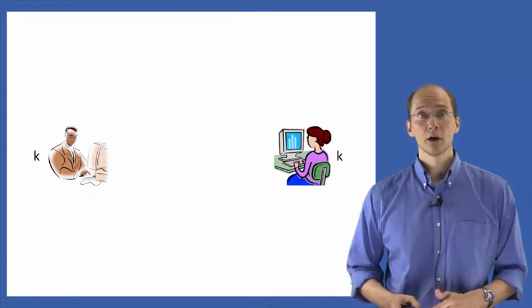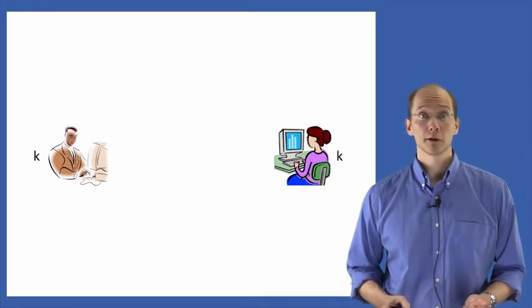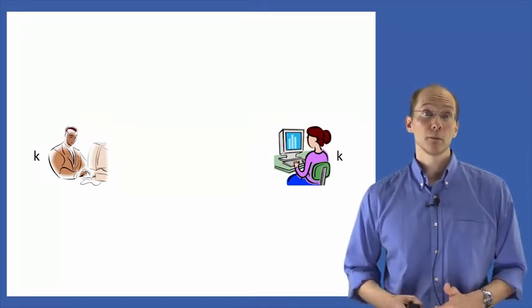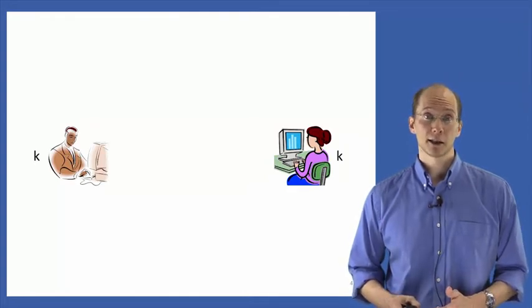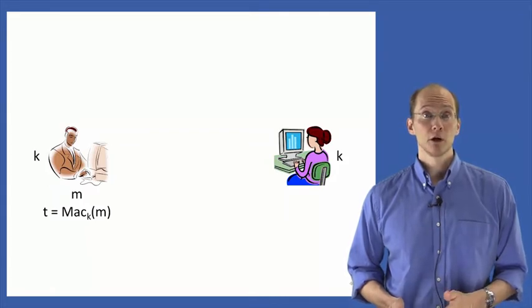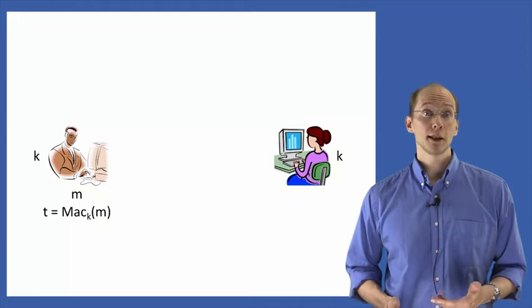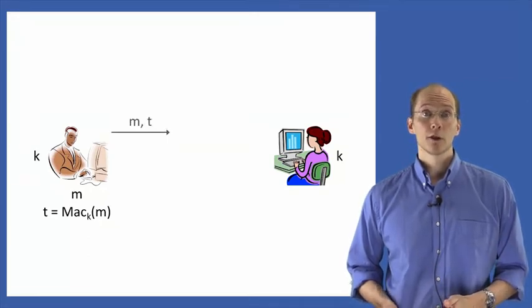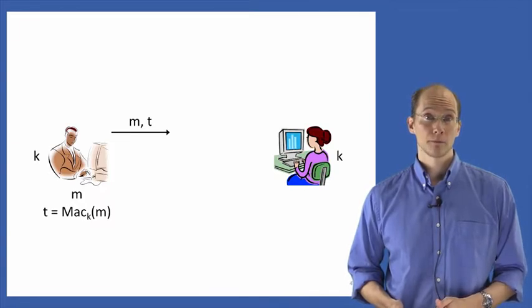At a high level, the way a message authentication code, or a MAC, works is as follows. As usual in the private key setting, we have a sender and receiver who have shared a key K in advance. When the sender wants to transmit a message M to the receiver, it will compute a tag T by applying some MAC algorithm to the message M using the shared key K. The sender will then transmit M and T across the channel.